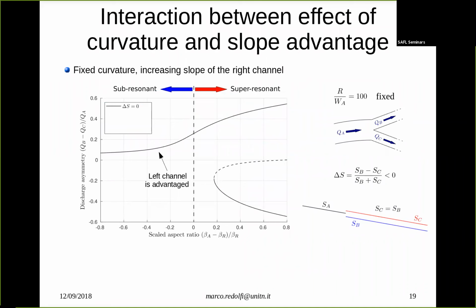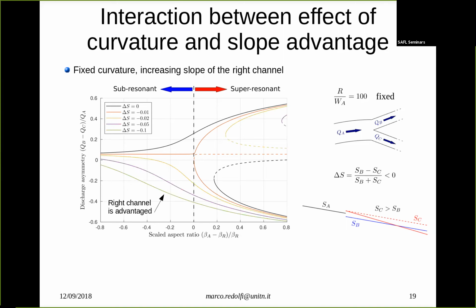Well, what happens if we also introduce a slope advantage? So let's start from a curved channel, so it's the solution we have just seen. And we start to increase the slope of the right channel, which we expect will counterbalance the effect of the curve. What happens? This effect can balance the effect of the curvature, and it can also dominate so that the right channel, if the slope is sufficiently high, tends to prevail.